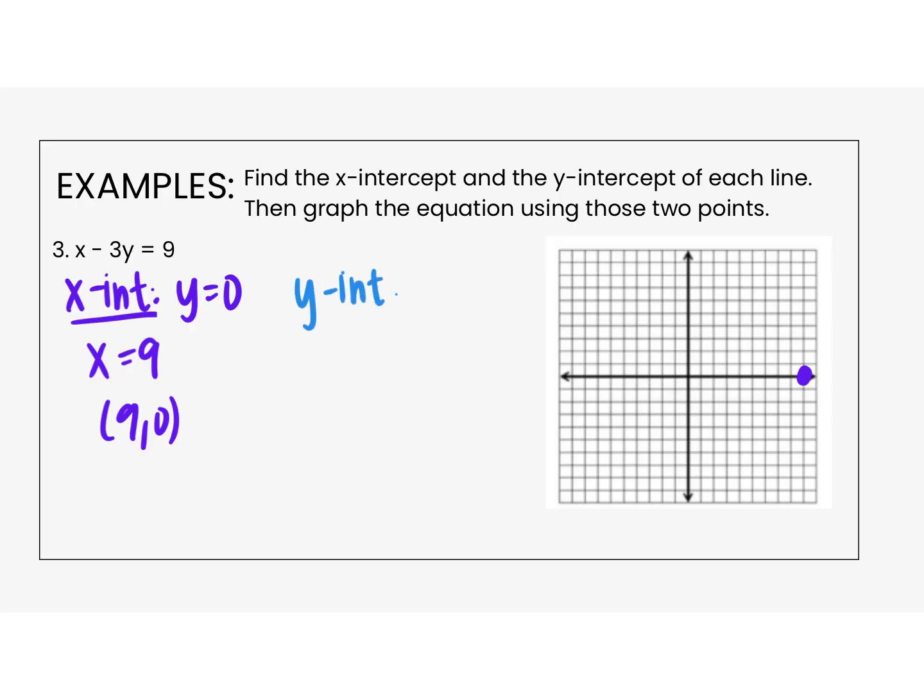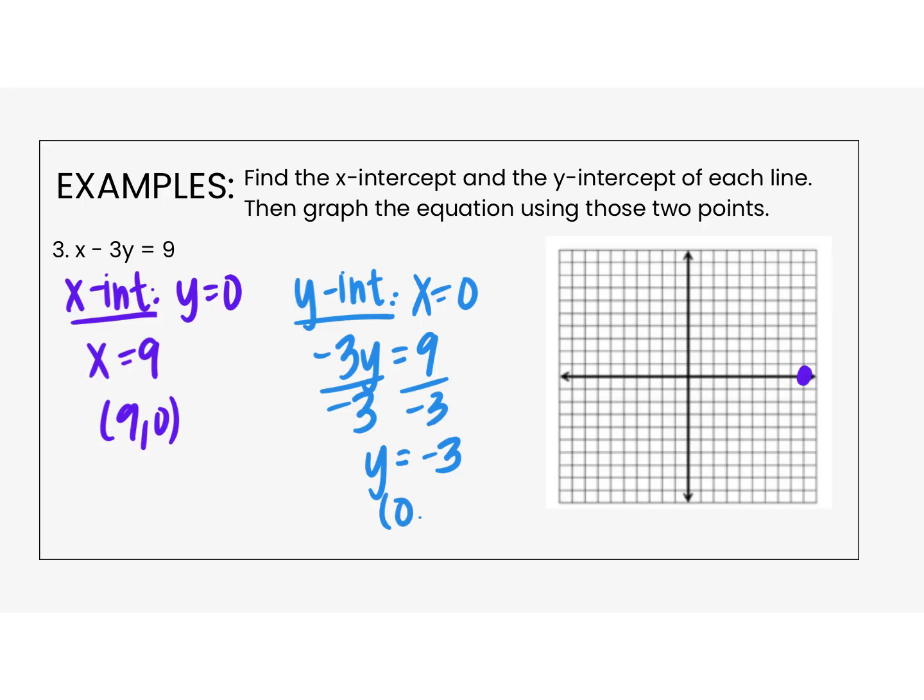My y-intercept, that makes x equals 0. So again, if I'm plugging in 0 for x there, that x term is going to go away. So I get negative 3y equals 9. Divide by negative 3. So y is negative 3. So that gives me the point 0, comma, negative 3. So let's graph that. Okay, now I have my 2 points. So I can connect them to draw my line. And when you do this, you should use a straight edge to make sure you're connecting those lines as best you can. I don't have the capability right now, so my lines hopefully will not look as good as yours do.